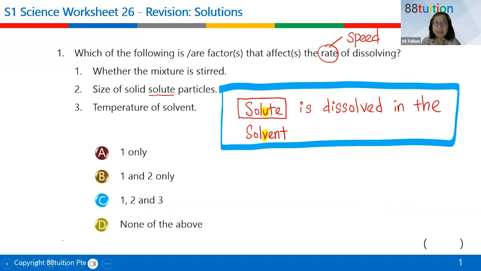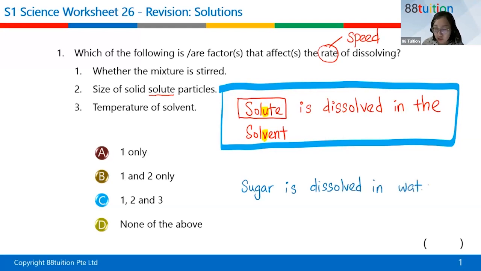Then you make, let's say, Milo powder. Some of us will add sugar, or you want to make a cup of coffee or tea, you put sugar. All right, sugar is dissolved in water, right?